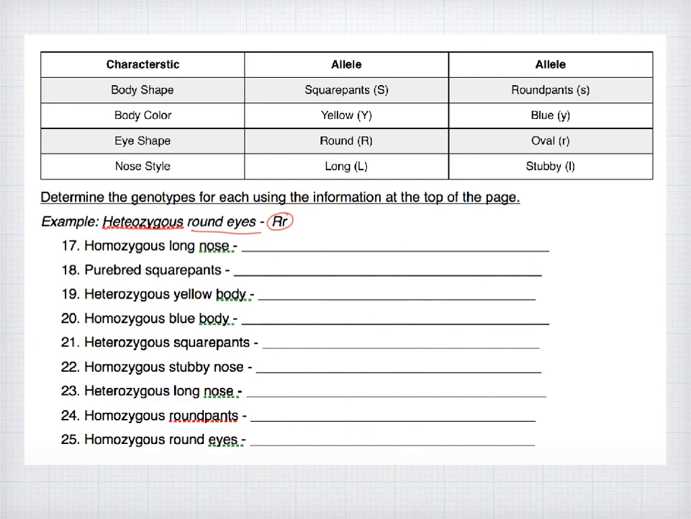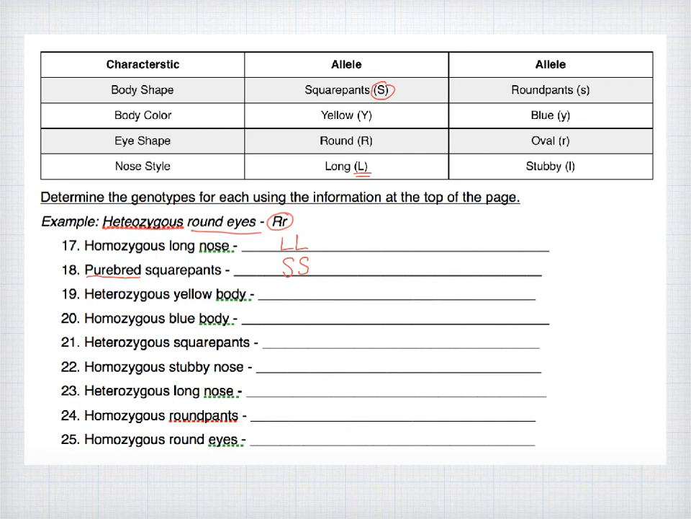Number 17, homozygous long nose. Remember, homozygous means both alleles are the same. We look under nose style. Long is capital L. So for this one, it's going to be capital L, capital L. Purebred means they're homozygous. Okay, purebred means they're the same. So purebred square pants would be like saying homozygous square pants being dominant, so uppercase S. We would have big S and big S.